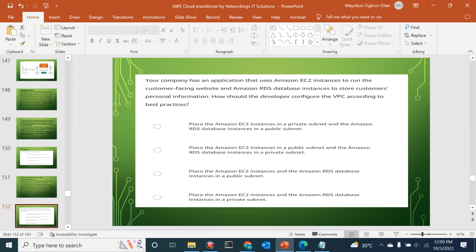Now, why? We must know why B is the right answer. We said the Amazon EC2 instance that runs the customer-facing website must be in the public subnet, because people must be able to access the resources. Your database, where customer information and security details are stored, is going to be in the private subnet, so that only people in your network who need that information can access it. So B is the right answer. They can use the virtual private gateway to connect.